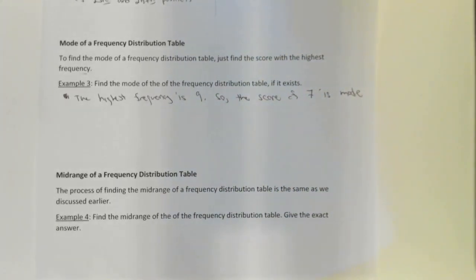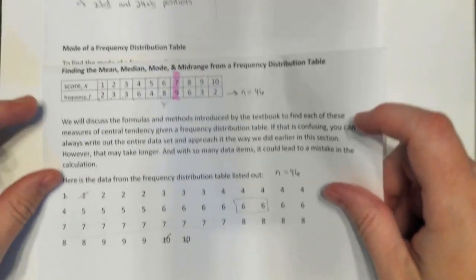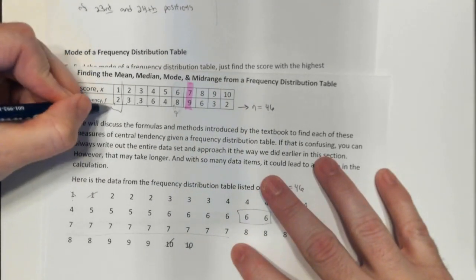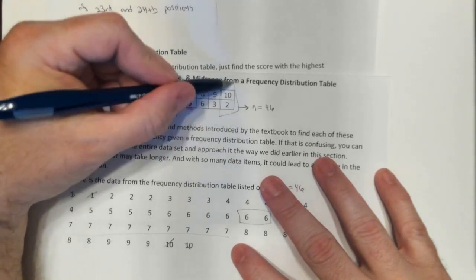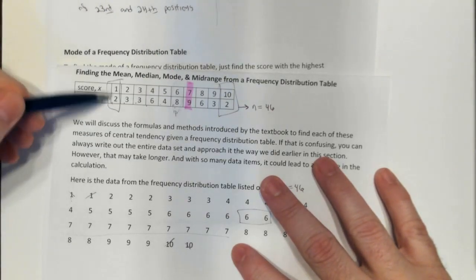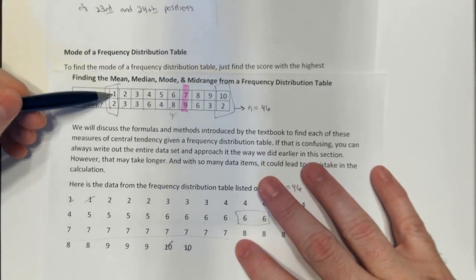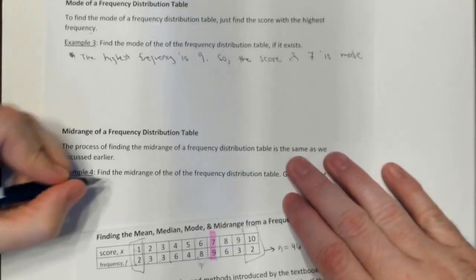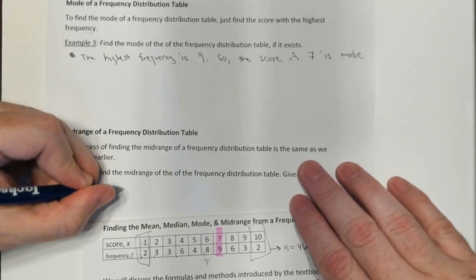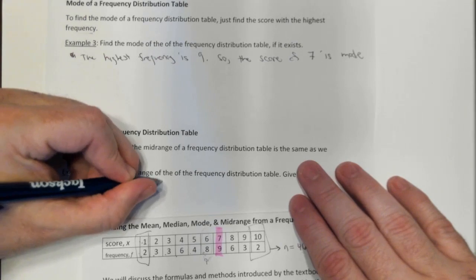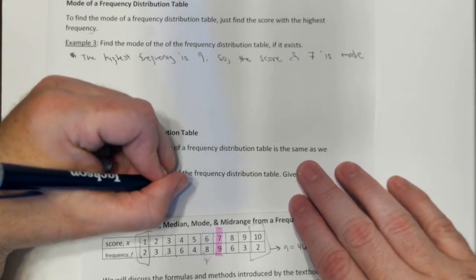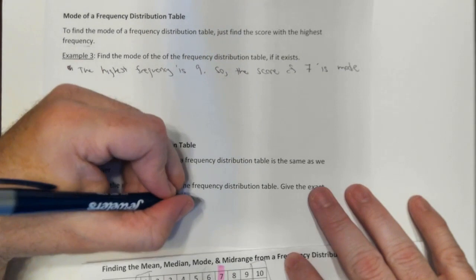And lastly is the mid-range. The mid-range is the average of the smallest number and the largest number. The smallest number is 1. The largest number is 10. It's not the frequencies, it's the scores. In this case, it's smallest to largest. So 1 plus 10 over 2. That's 11 over 2, which is 5.5.